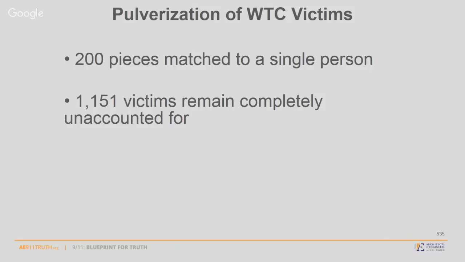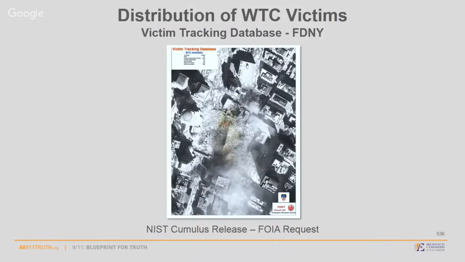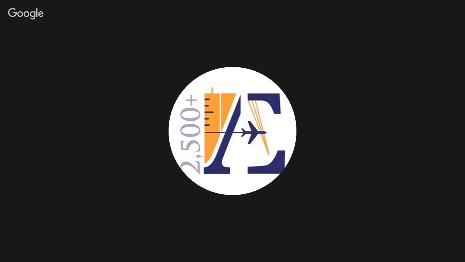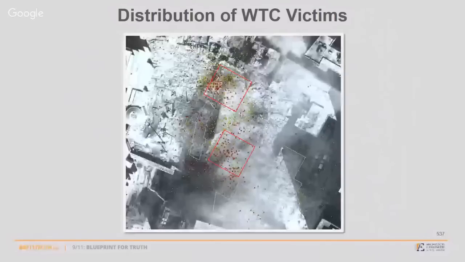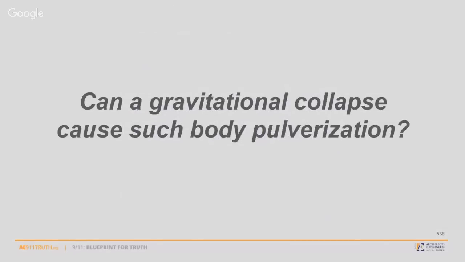They were vaporized. They're not lost or missing. They were vaporized. This is extraordinary. Look at the distribution of these body parts well beyond the perimeter of the towers. 600, 800 feet away. These body parts are found all over, well beyond the boundaries of the World Trade Center site. Do you think that gravitational collapse could cause such body pulverization? Wouldn't we expect 90% of those bodies to be trapped between floors, found stacked up in some fashion at the bottom of each of these towers?